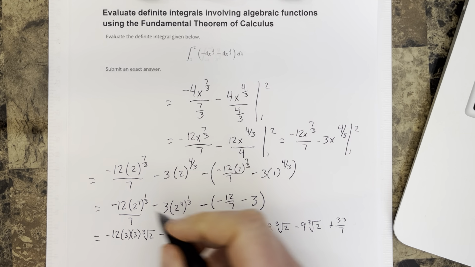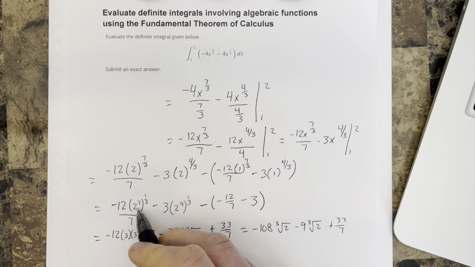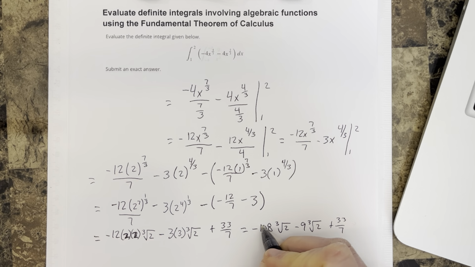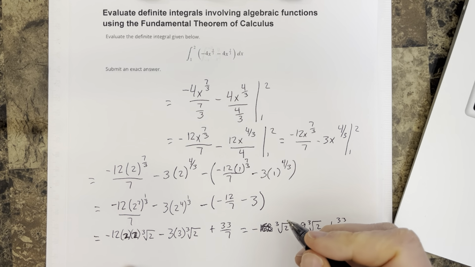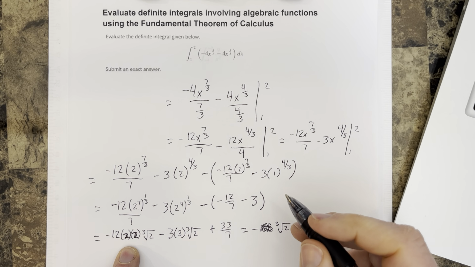You know what? I screwed this up. Why did I put 3 and 3 here? This is the 2 to the 7th. I should have taken out 3 2's. This should have been 2 here and 2 here. I screwed that up royally there. So that's not negative 108. That's my bad. So 12 times 2 times 2. This is actually negative 48.